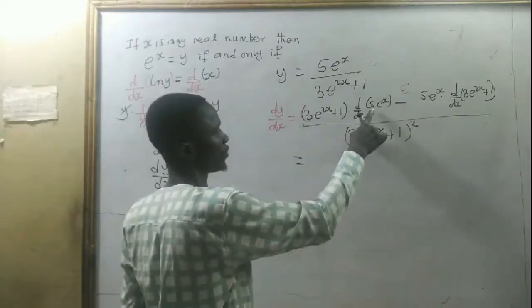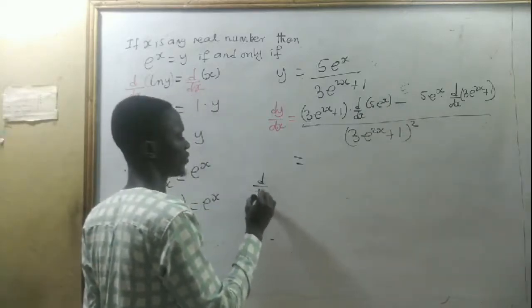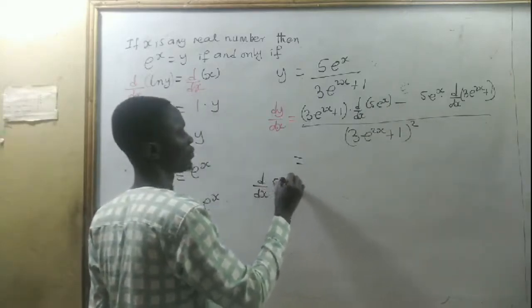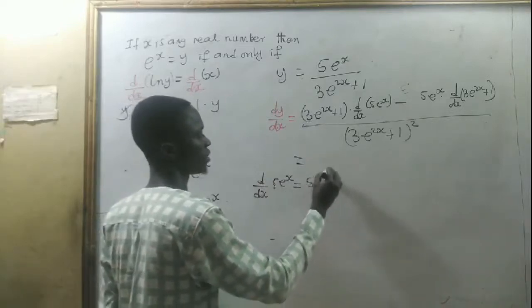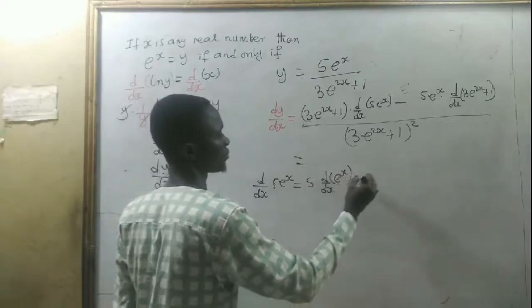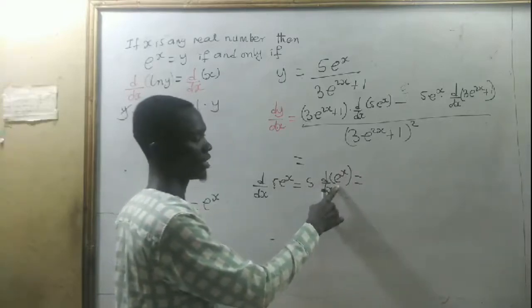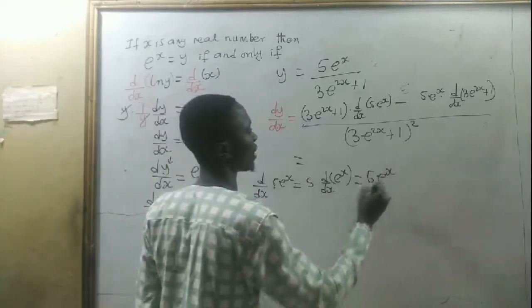And here, if we differentiate 5e to the power x, let's see. The derivative of 5e to the power x with respect to x, 5 is a constant, so you bring 5 out. You have d/dx of e to the power x. So if we differentiate e to the power x, we get the same e to the power x times 5, which will give us 5e to the power x.